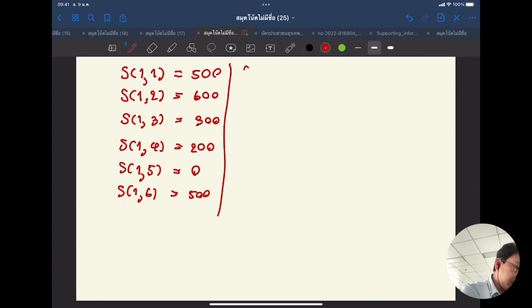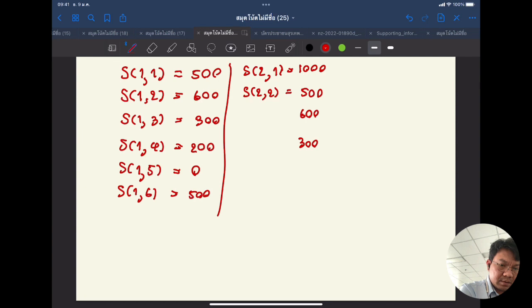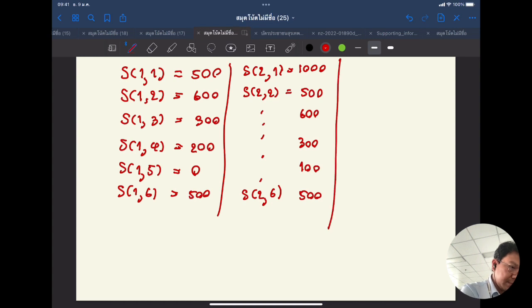Again, we have product 2 for the first month is 1000, right? We check again with the table given in my slide. This must be 500, 600, 300, 100 and 500, and this is for 6 months. I write some of it, but you can complete it later by yourself.